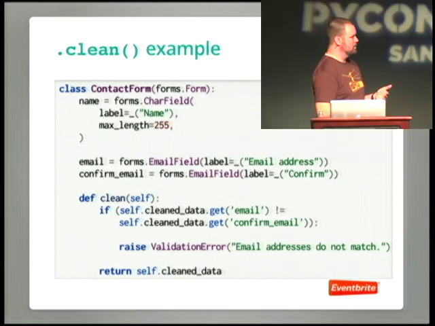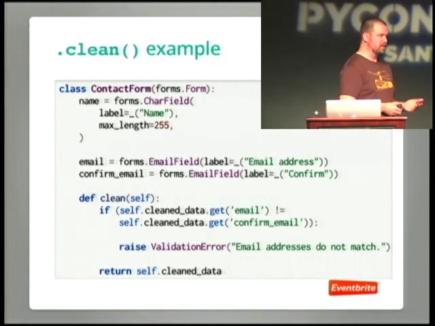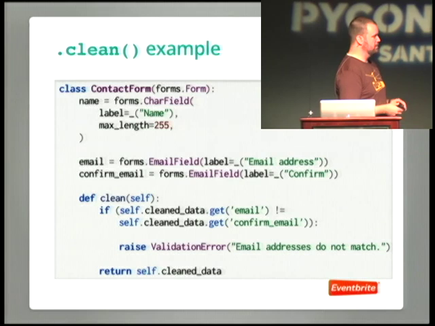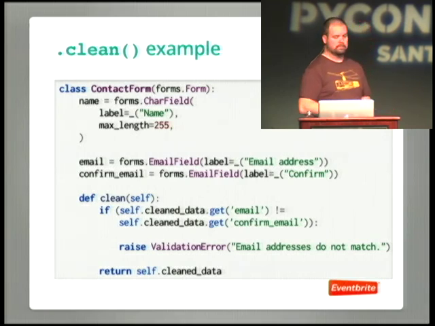And the clean email method I showed you, you can't assume you have any other fields at that point. It's really only about that particular field. So this example just gets the email and the confirm email value and raises an error if they aren't equal to each other.